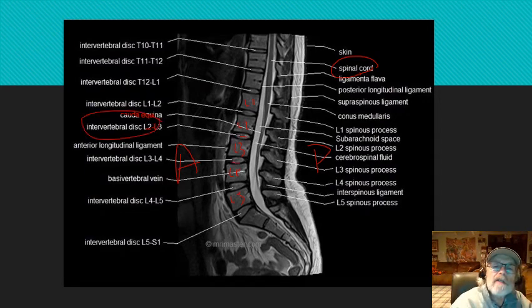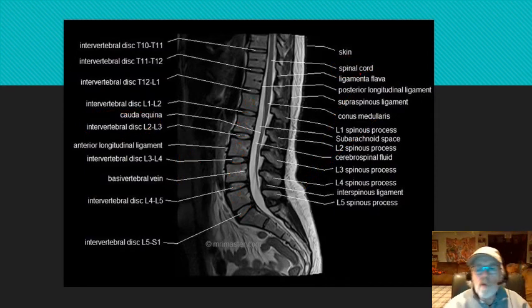Disc, disc, disc, disc, disc, piece of cake. So you could look at that. It's all well labeled, so you could actually look at that when you get a little leisure time, and look at the MRI to get more knowledge in regards to that. Down at the bottom, obviously, in here we're seeing the sacrum.